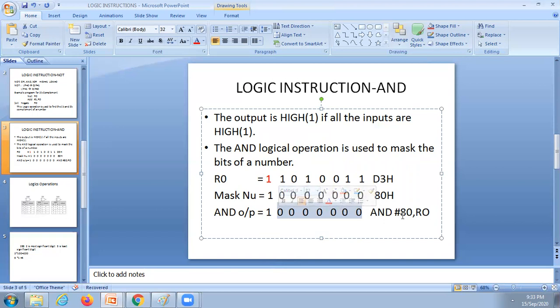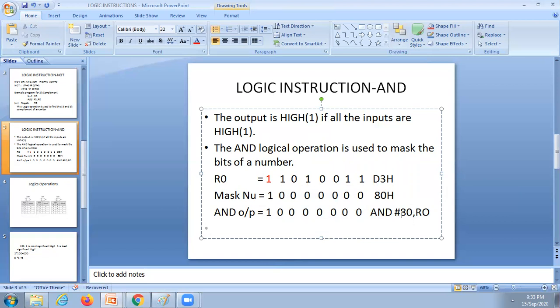AND #80, R0. What type of instruction is this? It is an immediate addressing mode instruction.